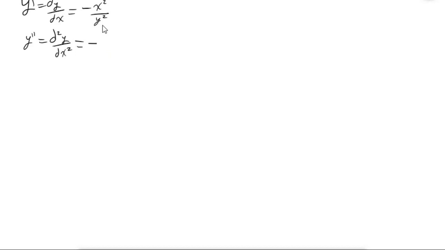Now the quotient rule, if you remember, is the function on the bottom multiplied by the derivative with respect to x of the top, minus the top multiplied by the derivative of the bottom, all divided by the bottom squared. So the derivative with respect to x of y squared, divided by y squared squared. This is the only one that's going to give us a little trouble up here.